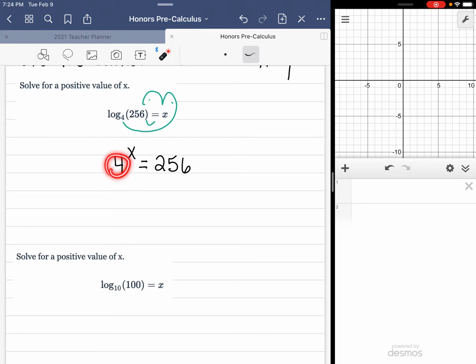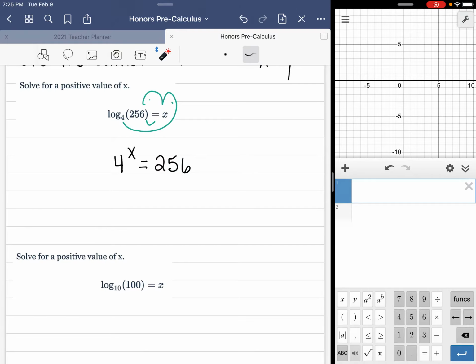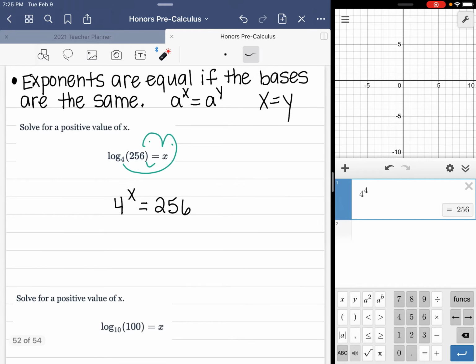So right now, I do not have the same base. I have a base of 4, and I have a base of 256. But can I turn 256 into a same base? So the question is if I take 4, I raise it to 2, that gives me 16. That won't work. 4 raised to 3 was 64. And then we have 4 raised to 4. So I now know I can replace this 256, and I know that 256 is the same thing as 4 raised to 4.